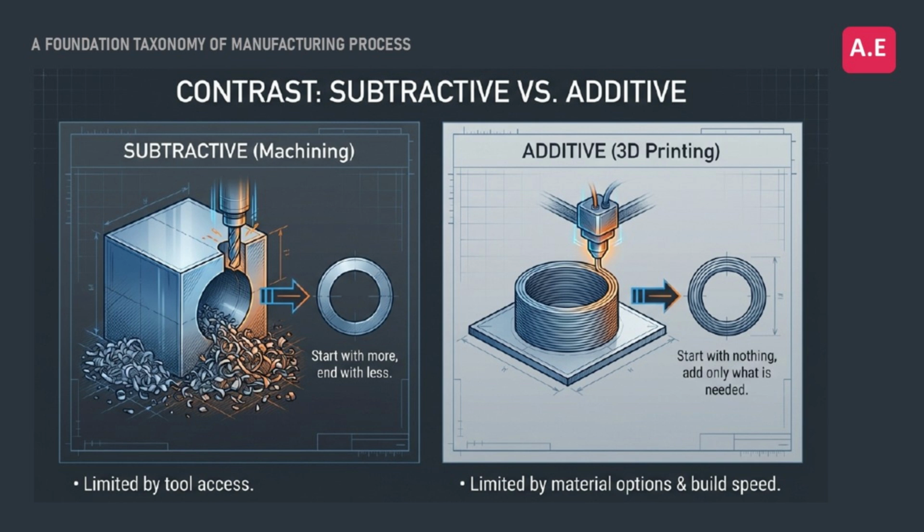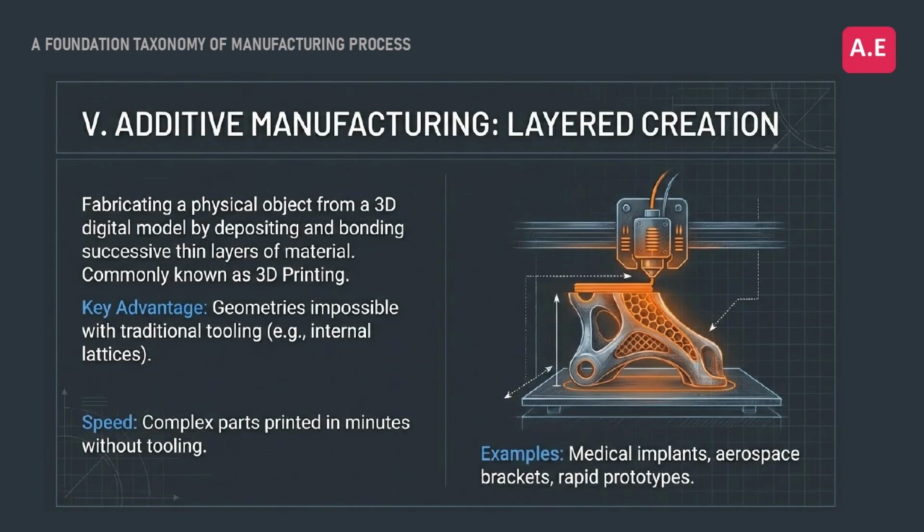This image really drives the point home. On the left, we see subtractive machining. It's powerful and precise, but its geometry is limited by the tool's access to the material. On the right, additive manufacturing. It has incredible geometric freedom, but it's often limited by slower build speeds and a narrower range of materials. The choice isn't about which is better, but which is right for the job.